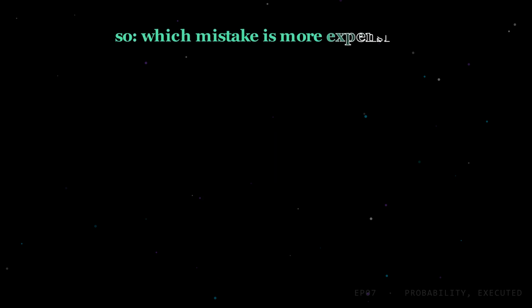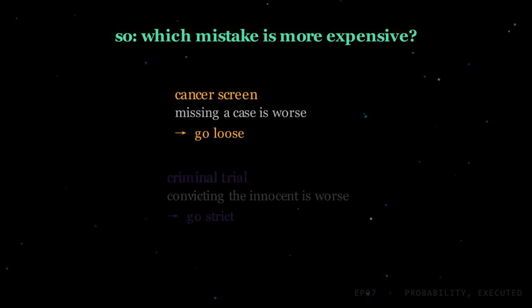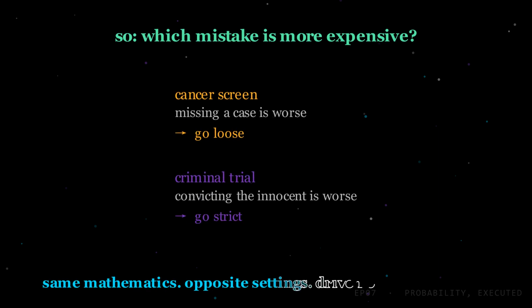So the honest question isn't which threshold is correct. It's which mistake is more expensive in your situation. For a cancer screen, missing a real case is far worse than a false alarm that leads to a second test, so you go loose. For a criminal conviction, we've collectively decided convicting an innocent person is far worse than the alternative, so we go extremely strict. Same mathematics, opposite settings, driven entirely by consequences.